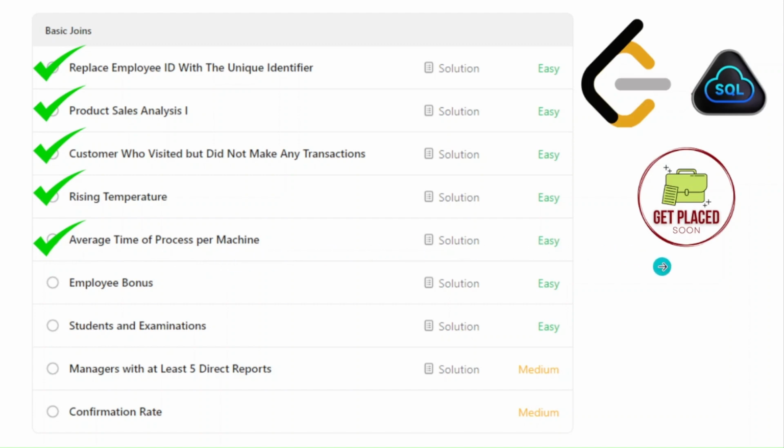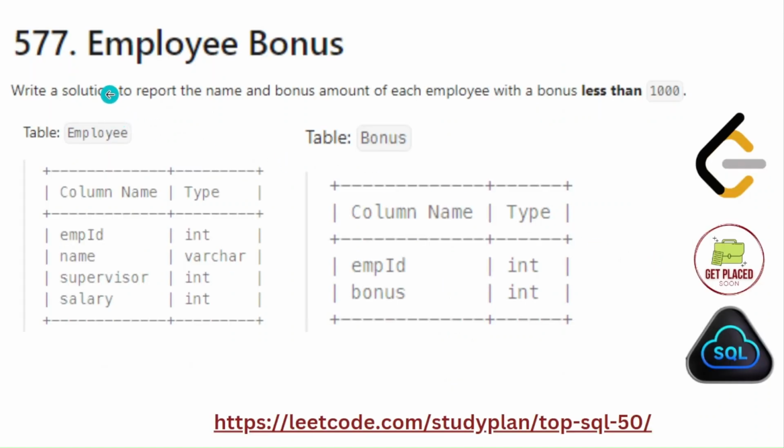Now moving ahead, we have our next problem, that is employee bonus. Here you can see we are having two tables. One is employee and the second table is bonus. Write a solution to report the name and bonus amount of each employee with a bonus less than 1000. So in the output we need to have the name and the bonus columns, and all the rows should have a bonus value less than 1000.